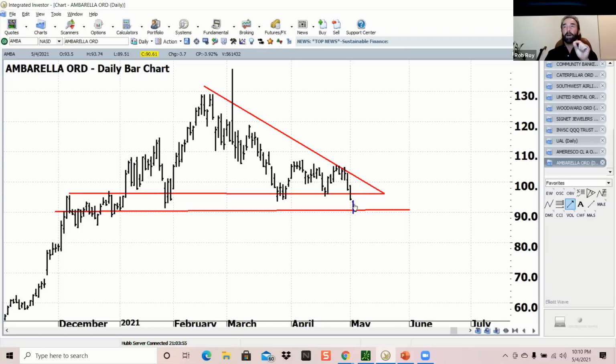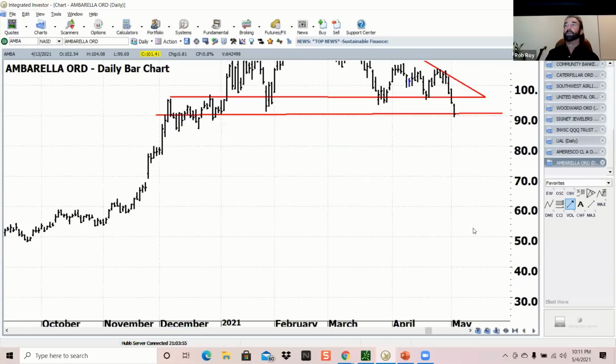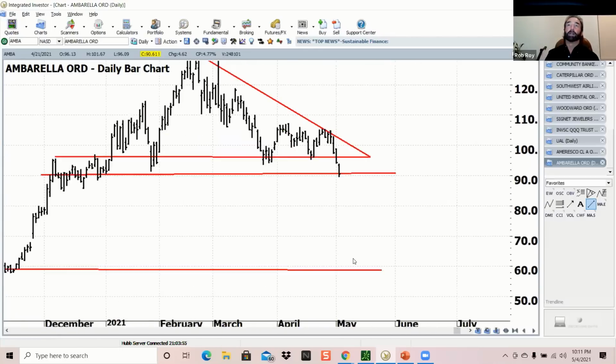So the bottom line here, just to be clear, I don't count this as a breakout yet, even though you could say, oh, well, it broke down and it confirmed. There's another layer of support here, so I just wouldn't count that yet. I would want to see a break of 90. And if it does, you got plenty of room because you're coming all the way down here to 60 at least to the downside.